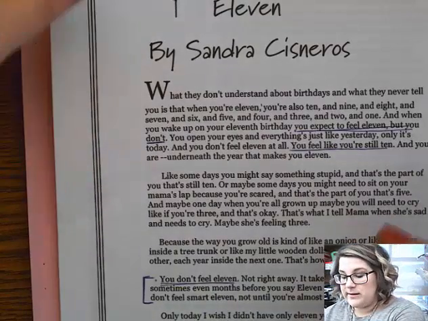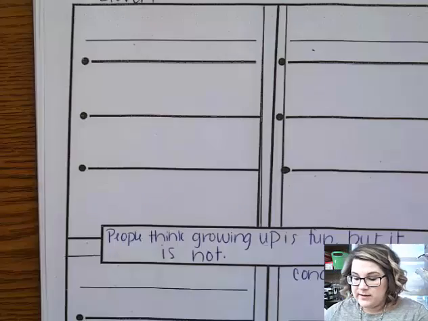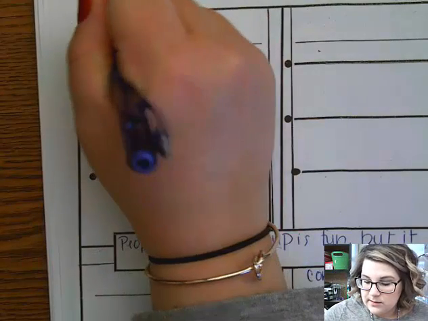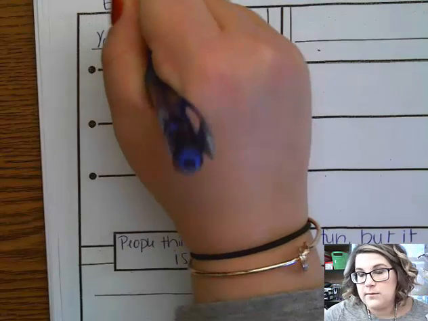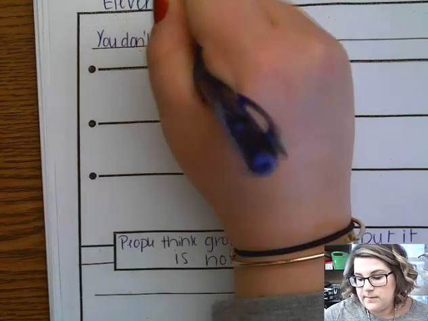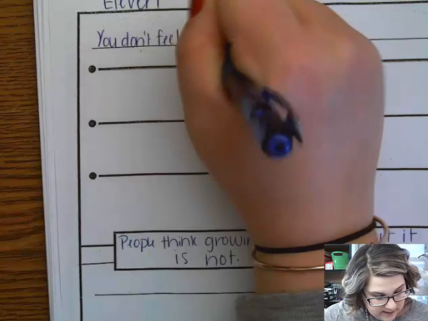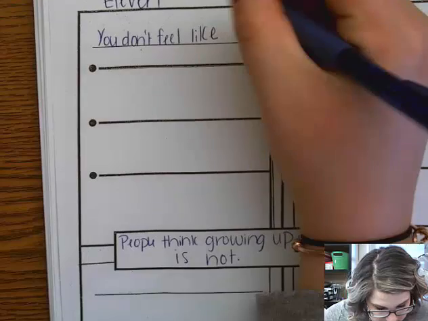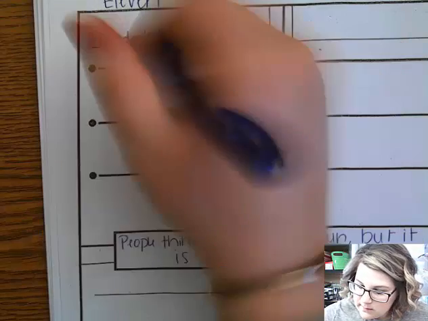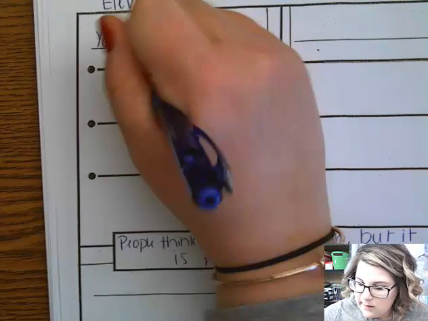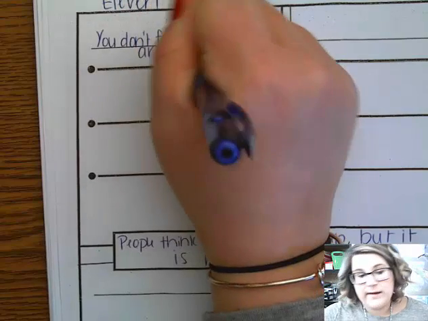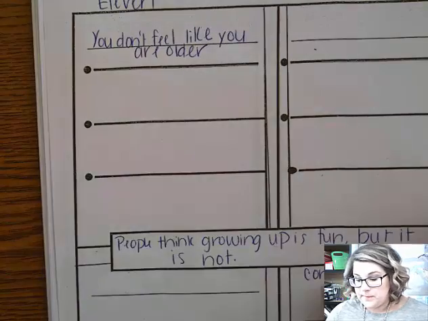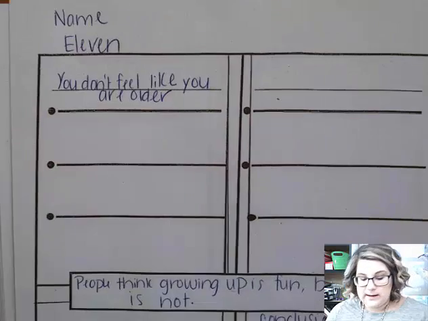So my first supporting detail can cover these couple paragraphs, and I want to say, you don't feel like you're older. You are older. And that's all I need to write. I can go in and fill in more details later if I choose this story. So now I need to come up with 2 more ideas.